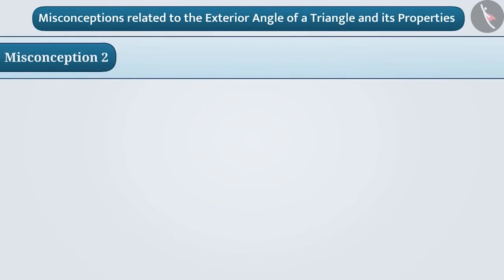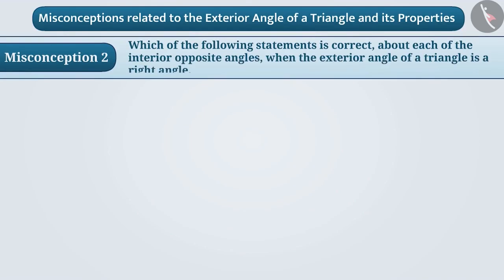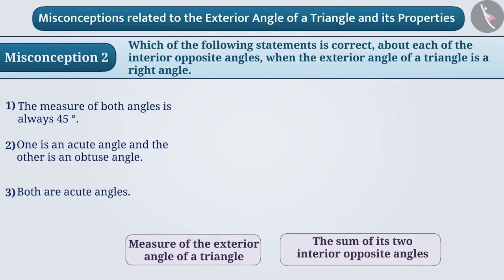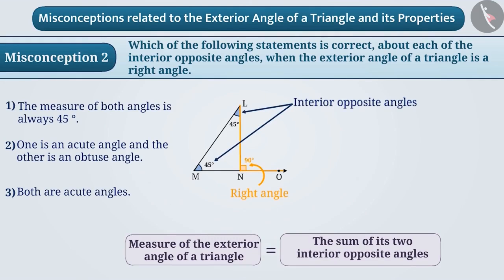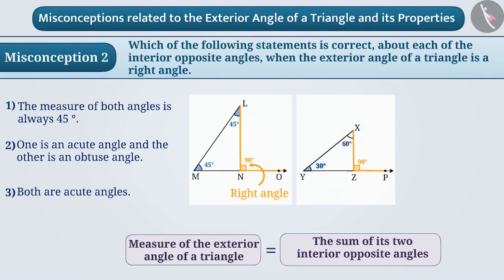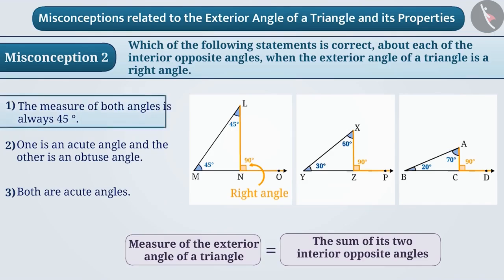Misconception 2. When the exterior angle of a triangle is a right angle, which of the following statements is correct about each of the interior opposite angles? We know that the measure of the exterior angle of a triangle is equal to the sum of its interior opposite angles. Some students believe that if the exterior angle of a triangle is a right angle, then the interior opposite angles will be equal. That is, they will always measure 45 degree. But this is a wrong understanding because the measure of the interior opposite angles of a triangle can be different from 45 degree. For instance, it can be 30 degree and 60 degree or 20 degree and 70 degree, etc. Hence, option 1 is incorrect.